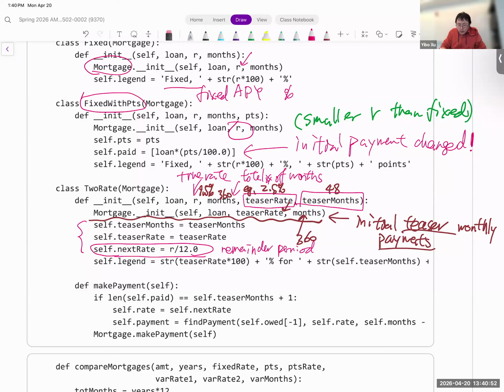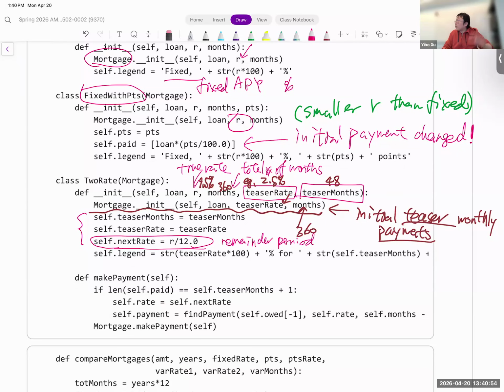All right. So now in terms of the payments, it's going to be piecewise. Basically, for the first 48 months, it's going to be the initial payment that we have done in the initial mortgage class. But then starting from the next one, we're going to erase the original rate, and we're also going to erase the original monthly payment and replace them with the new ones. So basically, that's saying what? At the 49th month, everything changes.